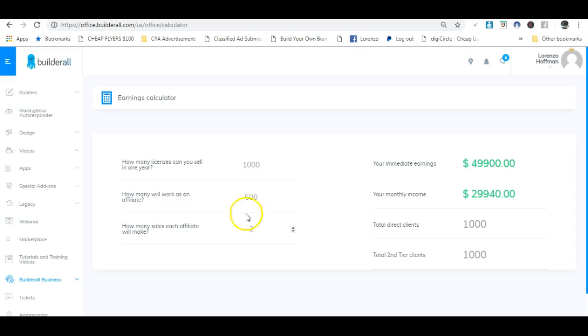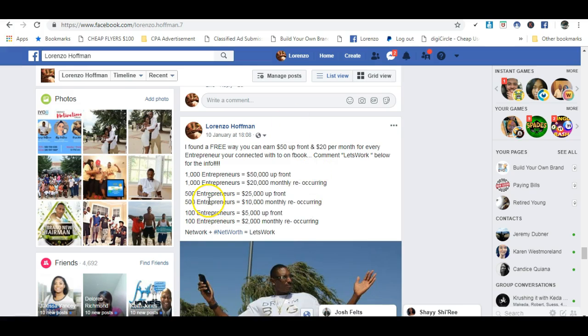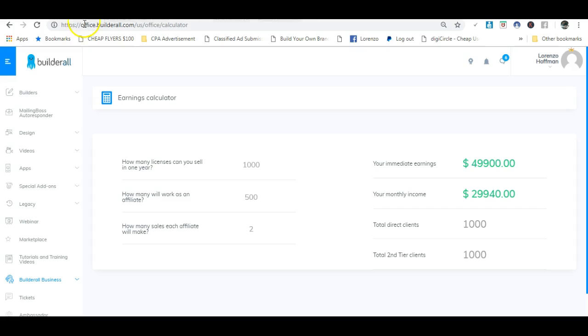Y'all see these numbers? Right here, $30,000 monthly recurring, $50,000 up front with 1,000 licensed and sold. All right, let's go back here with 500 entrepreneurs. Let's say we put 500 on.